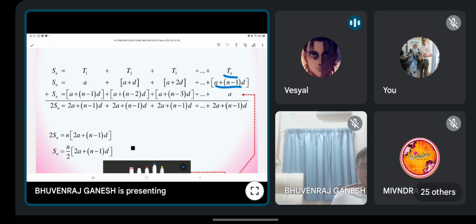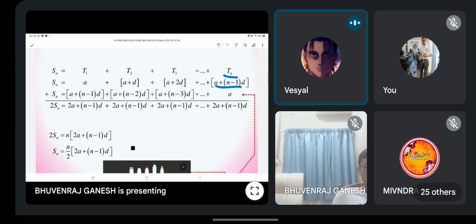Okay, so the next step, you must remember that it will be the opposite way. Instead of listing from a to a plus n minus 1 d, it will be in descending order. So it'll be a plus n minus 1 d, plus a plus n minus 2 d, n minus 3, n minus 4, all the way until a. So your second line is from the first term to the last term, and your third line is from the last term to the first term. That's it.